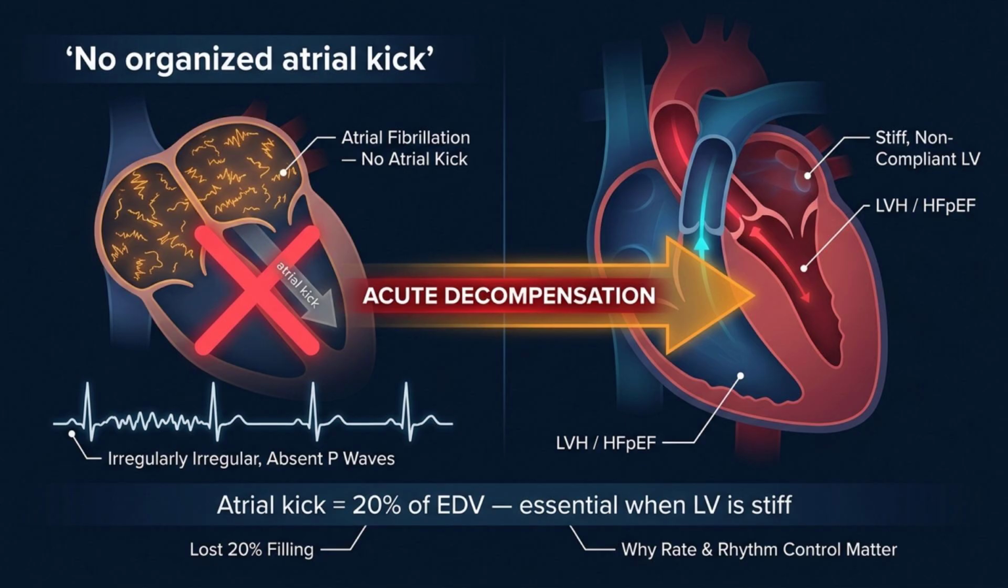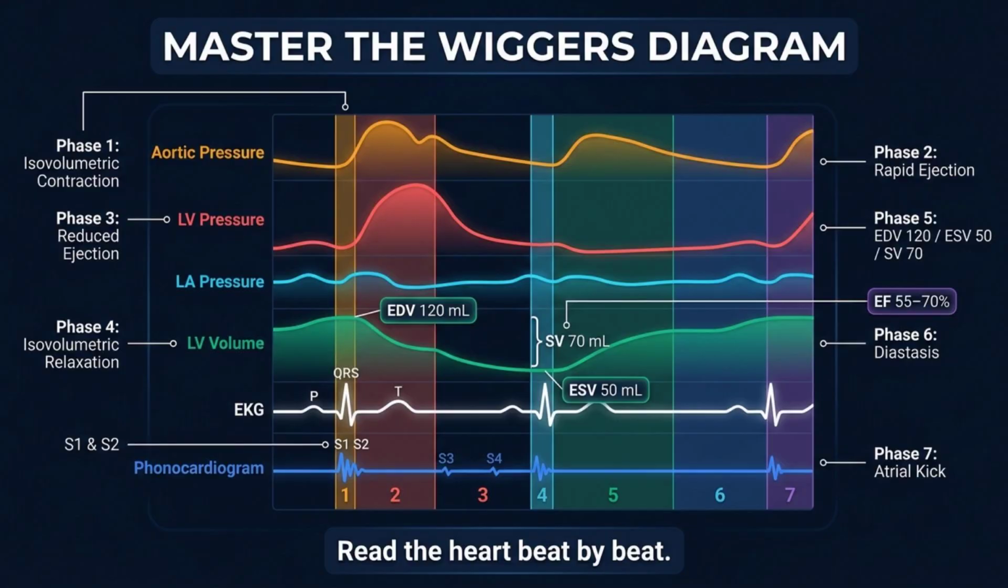When these patients flip into atrial fibrillation, they can decompensate acutely. That's why rate control and rhythm control matter so much more in these populations. Master the Wiggers diagram, and you're reading the heartbeat by beat.